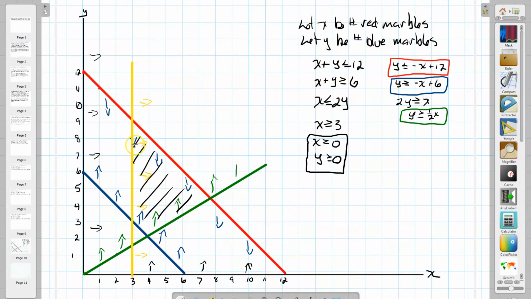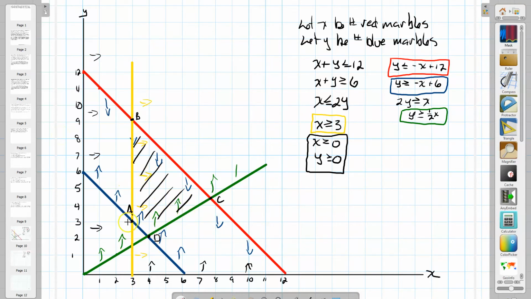Once we've identified the polygon of constraints, now we're going to identify the vertices. We're going to name all of the vertices for this polygon. So we're just going to give them letters A, B, C, and D. And in the next step, now we're going to find the coordinates of each of those vertices. So let's start with vertex A here.